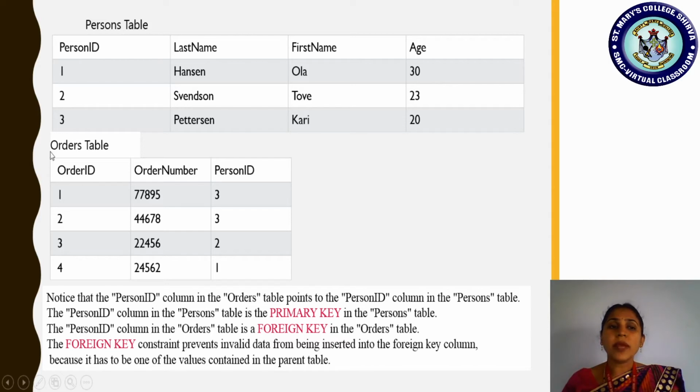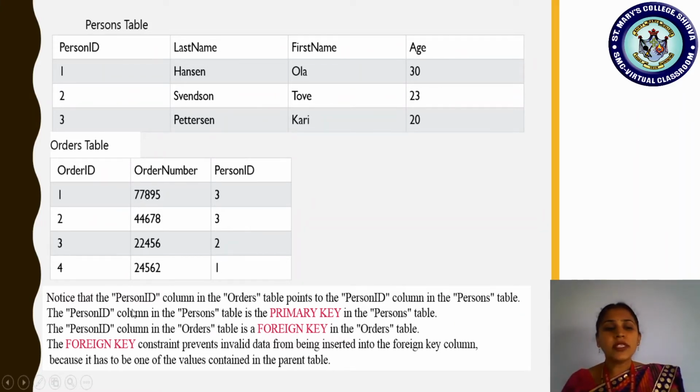So always the primary key here in the person table, person ID is a primary key, it should be unique, that value should appear only once. Similarly, order ID is a primary key in the order table, and order number, even though it is not a primary key here, has the unique constraint, which means order number should not be repeated. Are you all following?